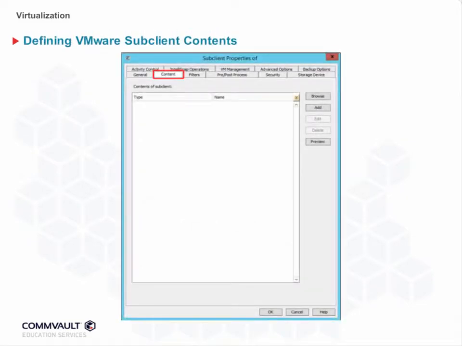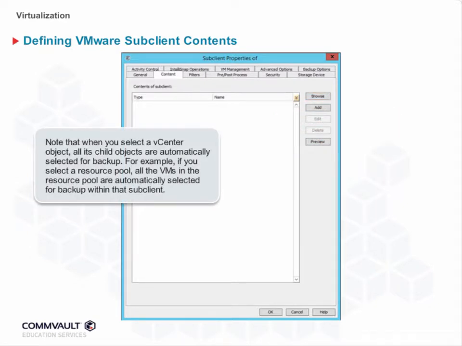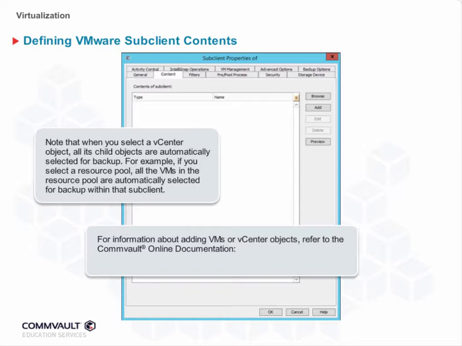From the Content tab, include content in a user-defined subclient by browsing and manually selecting VMs or any other vCenter objects for backup. Note that when you select a vCenter object, all its child objects are automatically selected for backup. For example, if you select a resource pool, all the VMs in the resource pool are automatically selected for backup within that subclient. For information about adding VMs or vCenter objects for user-defined subclient backup, refer to the Commvault online documentation at the following URL.